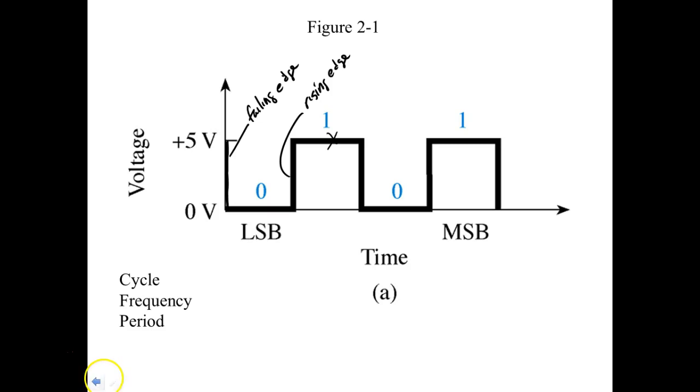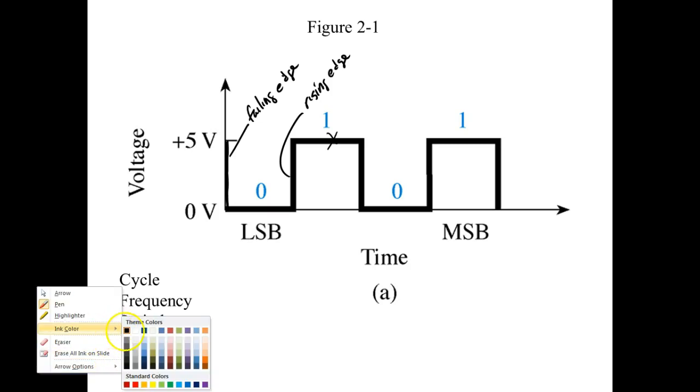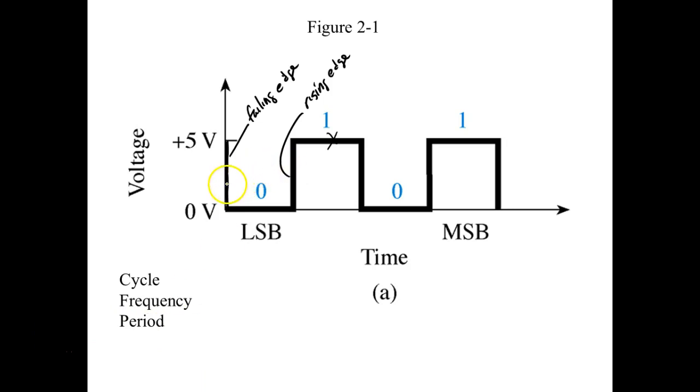We call one repetition, and most people, if you had AC, you know this, a cycle. So technically a cycle would be one repetition of a repetitive waveform.